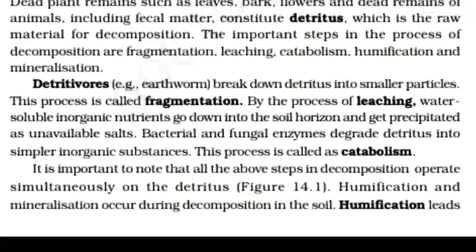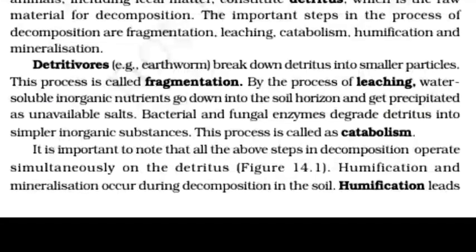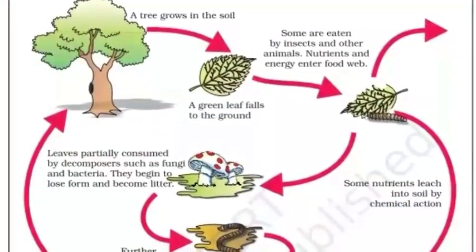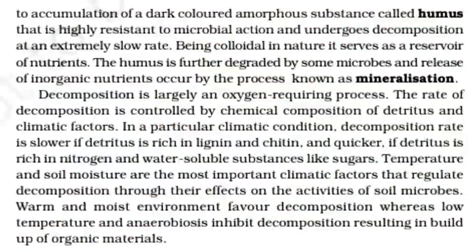It is important to note that all the above steps in decomposition operate simultaneously on the detritus. Humification and mineralization occur during decomposition in the soil. Humification leads to accumulation of a dark colored amorphous substance called humus that is highly resistant to microbial action and undergoes decomposition at an extremely slow rate. Being colloidal in nature, it serves as a reservoir of nutrients. The humus is further degraded by some microbes and release of inorganic nutrients occurs by the process known as mineralization.